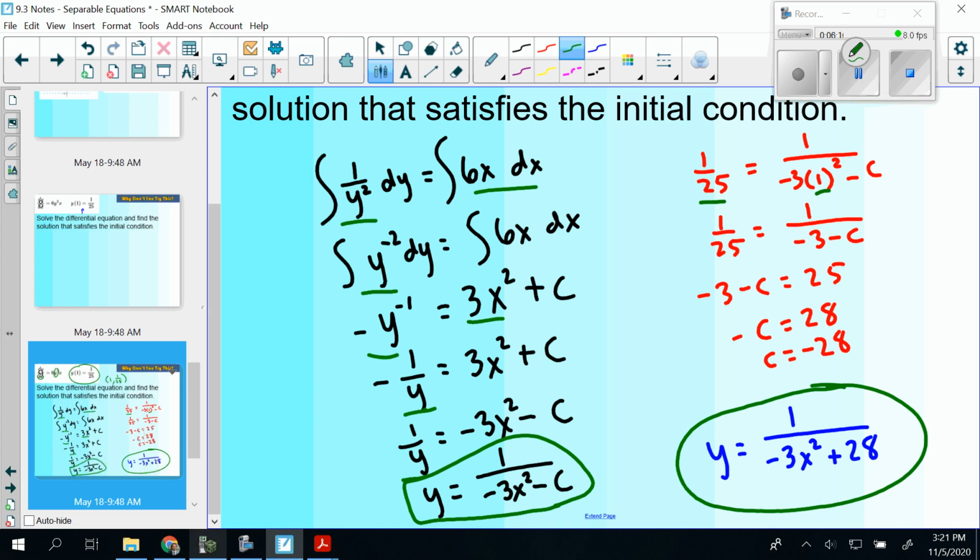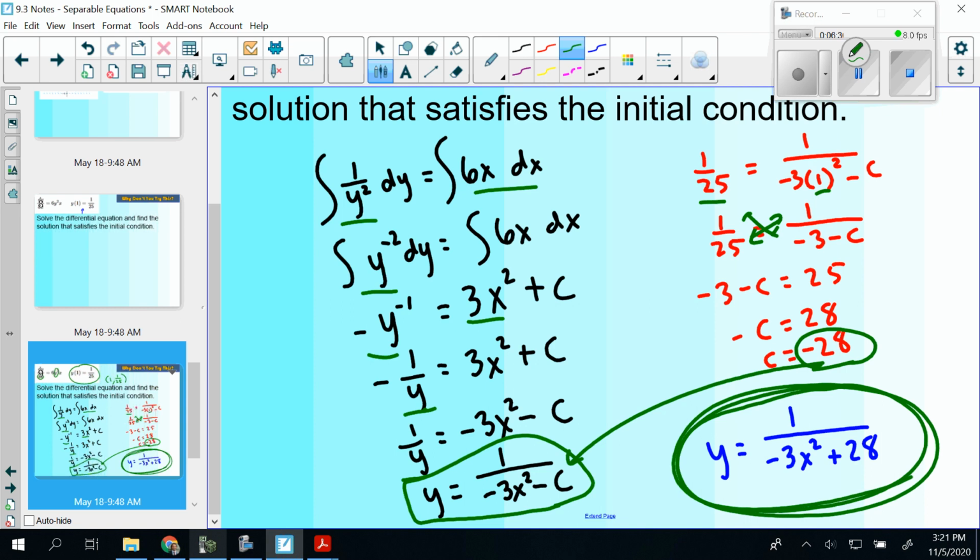We're going to get 3. We could cross multiply at this point, and we get this. Add 3 over here and divide by the negative 1, we get negative 28. So now if you take that, put it back in for c, this should be the particular solution that we would get on this one. And that would be the answer to the problem.